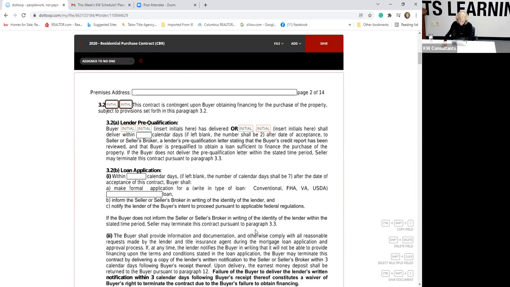3.2A is just the lender pre-qualification. And honestly, hopefully, most of the time you already have your pre-qualification letter to present with the contract. It just makes your offer stronger. 3.2B is the loan application. If I wrote a contract today, I would probably put in at least 1 day after acceptance to have them make the loan application. In this market, you just want everything to be as quick as possible.